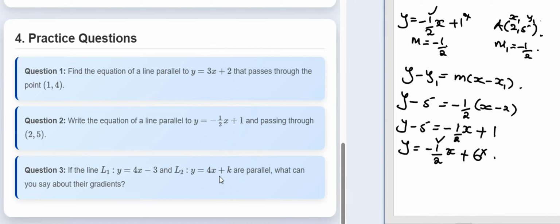So bye for now. Let's meet in the next lesson. We check out equations of perpendicular lines.